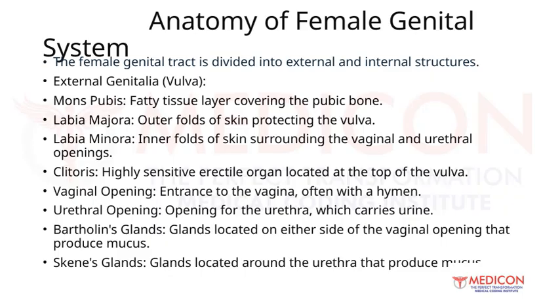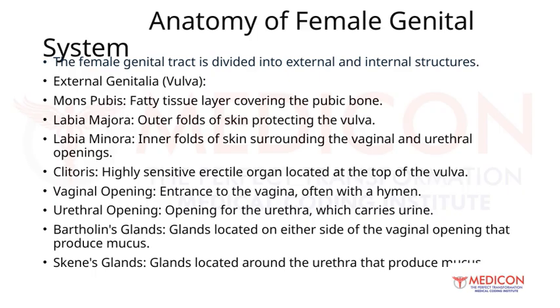Let's take a closer look at the anatomy of the female genital system. The female genital tract is divided into external and internal structures, and today we'll focus on the external genitalia, also called the vulva. Starting with the mons pubis, which is a fatty tissue layer that covers the pubic bone. It provides cushioning and protection for the underlying structures.